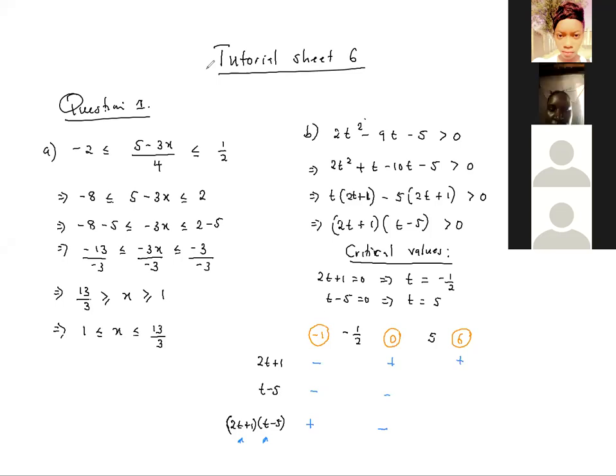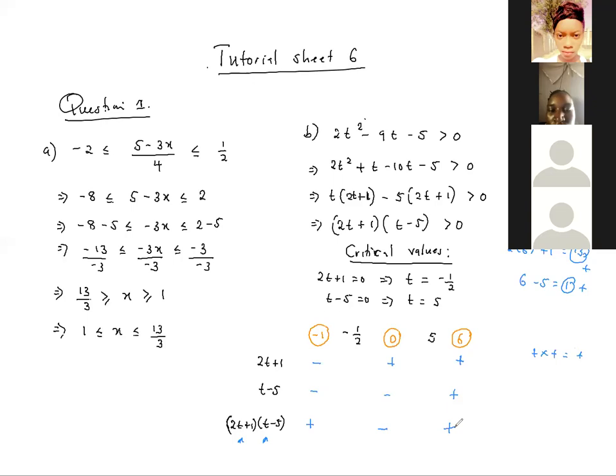So when you substitute 6, you have 2 by 6 plus 1, which is 13. And 13 is positive, so we use a positive there. Then you also get t minus 5 and substitute 6 there, so that you get 1. The interest is in the sign. This number is positive, so we bring it there. And then positive by positive, we get a positive. So we have a positive here.